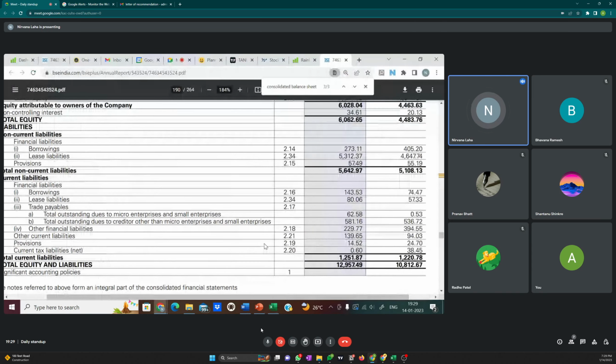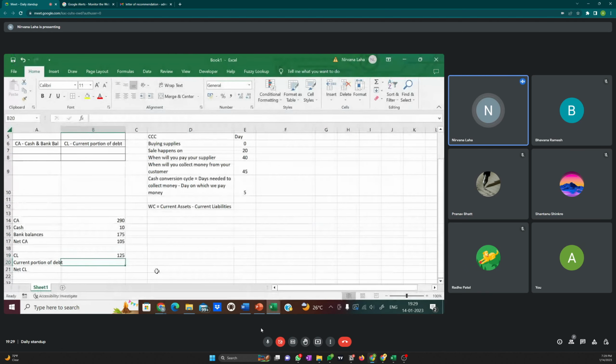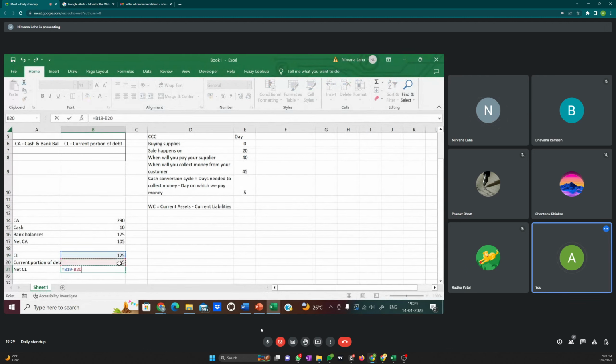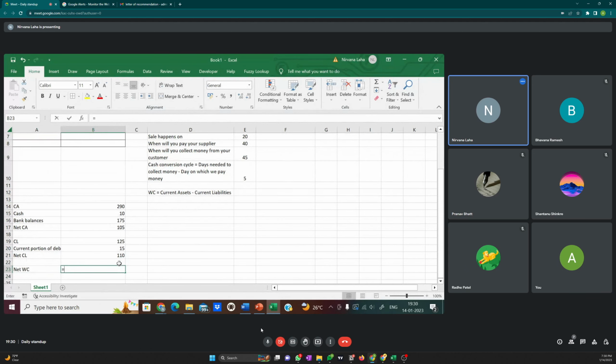Your current liability total is 125 crores. Out of that, your borrowings are about 15 crores, right? You simply subtract 15 crores from 125 crores. That's about 110 crores. So your net working capital is equal to net current asset minus net current liability.